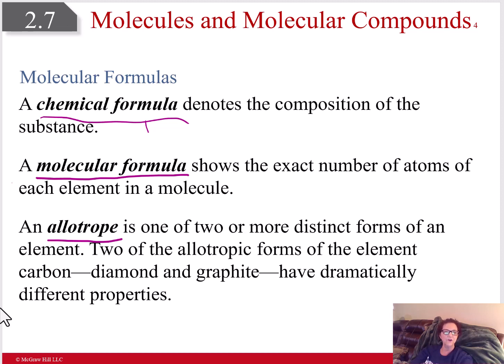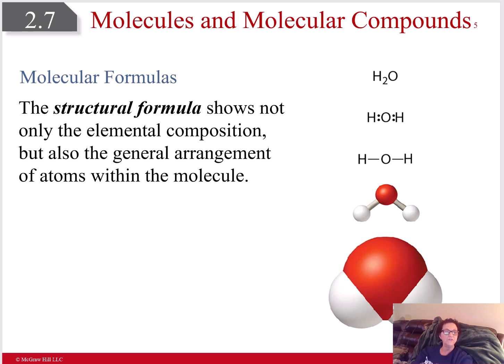Two allotropes, like for example in carbon, you can have graphite like you have in lead pencils. You can have diamonds, which are very different looking, or coal even, are all allotropic forms of carbon. And they have very, very different properties because it just depends on how those things are put together.